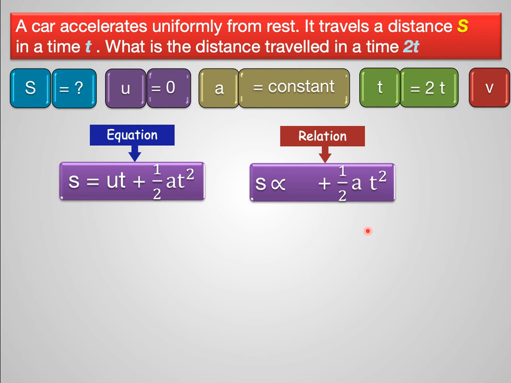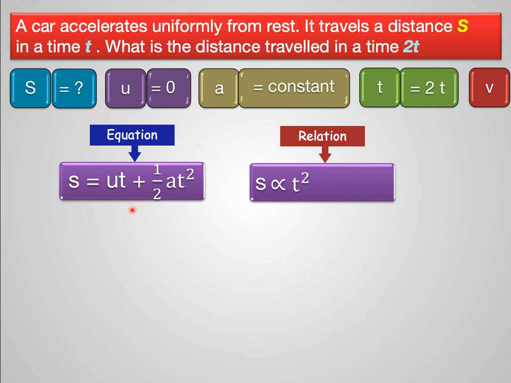Now they have given acceleration is a constant. When you remove the equal sign and put the proportionality, you have to remove the constants also. I am removing a. So now I have only the two quantities which are asked in the question. Means the relation between displacement and time is s is directly proportional to t square. This is how you make a relation out of an equation.